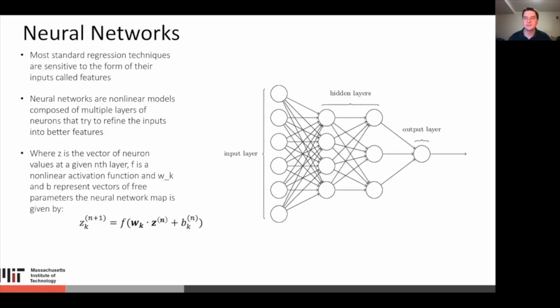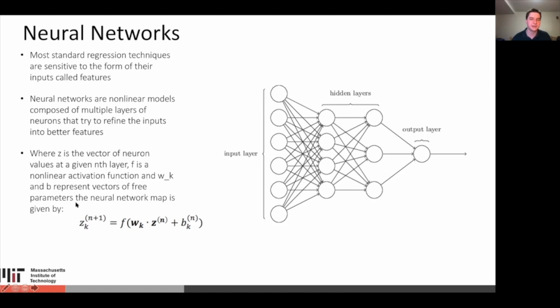So the other main method that RMG has for estimating thermochemistry is a neural network method. What's special about neural networks is that unlike most standard regression techniques, they aren't, in general, as sensitive to your choice of inputs, called features, as long as you choose enough of them. And neural networks are essentially nonlinear models composed of multiple layers of neurons that each try to refine their inputs into better features until they can predict the output properly.